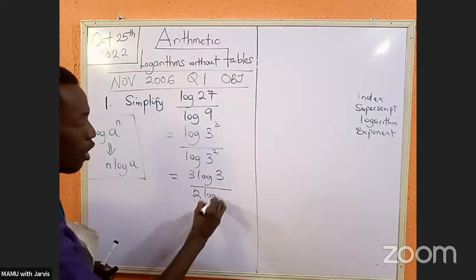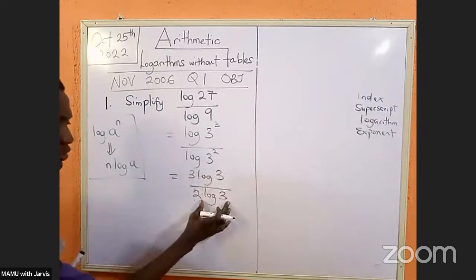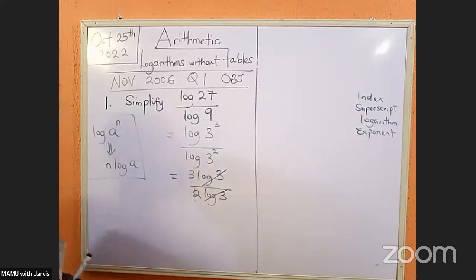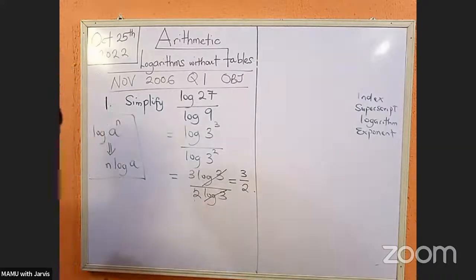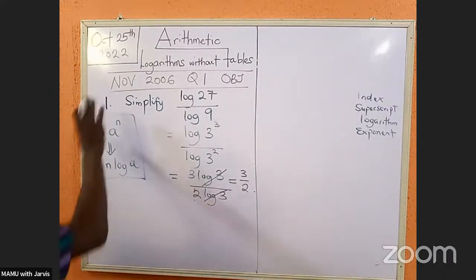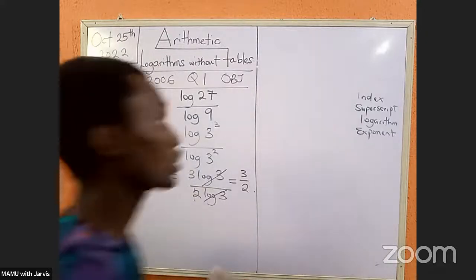2 log 3. This is similar to this. So what will happen is that this will cancel this. And what happens? Your final answer becomes what? 3 over 2. So if you have taken that exam, that is what that answer will be for question number 1. Now, the next question we have is question number 34.